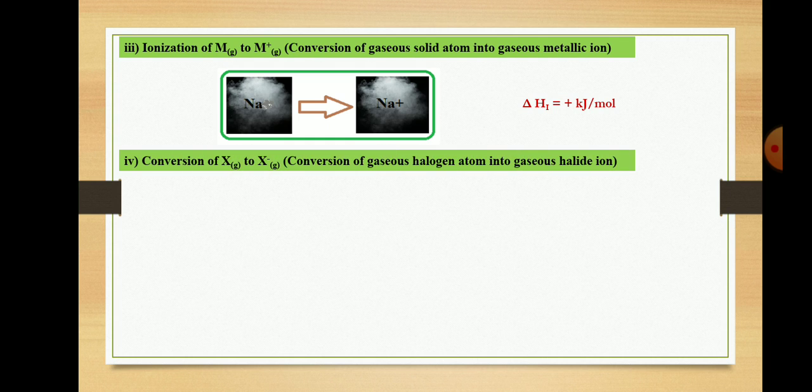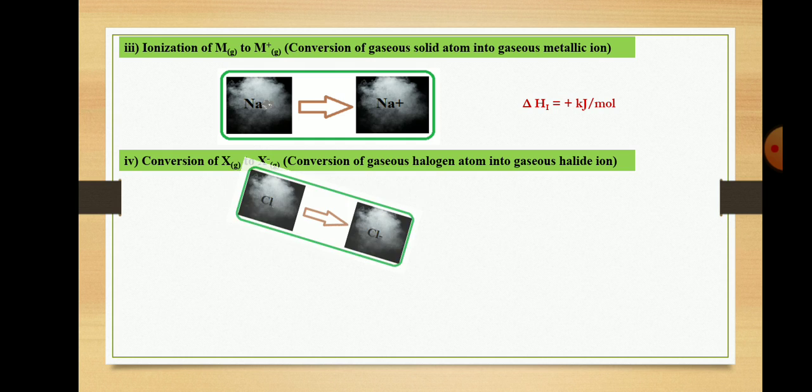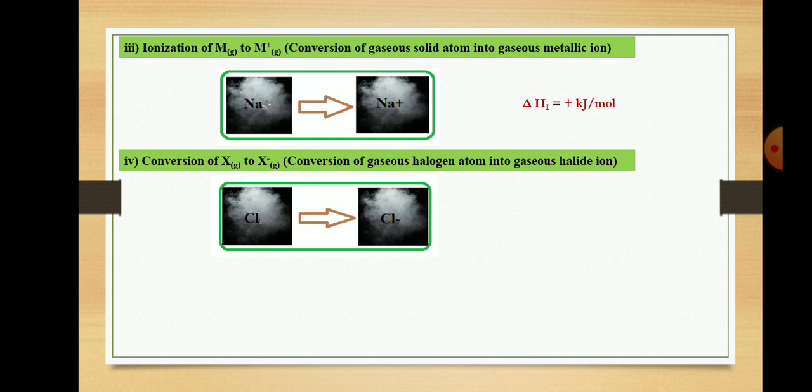Number 4, the conversion of X gas to X minus gas. So very simple, the conversion of gaseous halogen atom into gaseous halide ion. So what we just get the meaning, the Cl gaseous atom is now converted to Cl minus ion. How is it to be estimated? It is called electron affinity, which is indicated by minus X kilojoule per mole, where the energy is liberated.